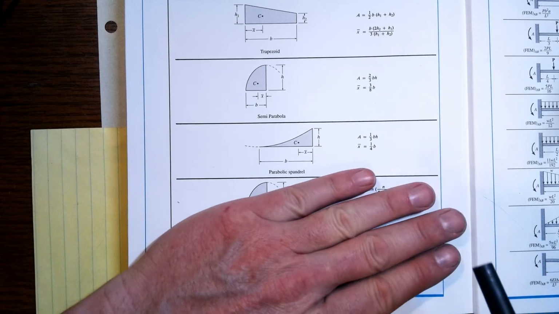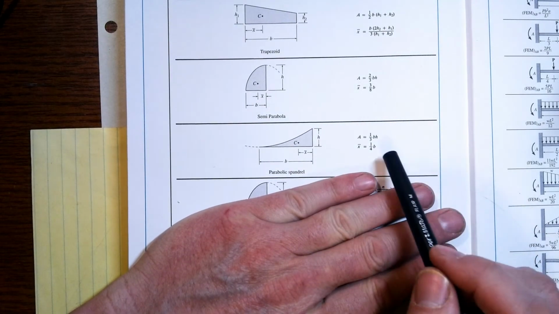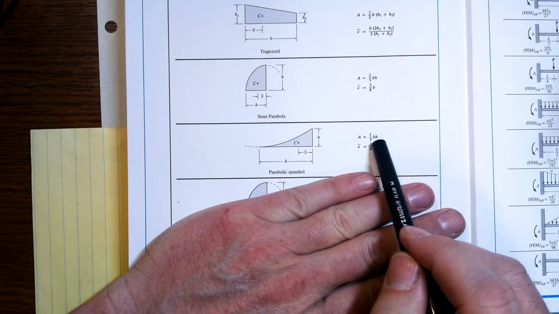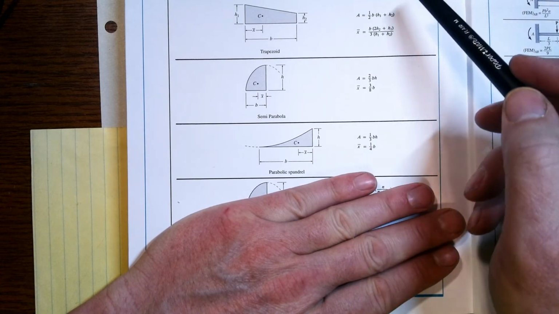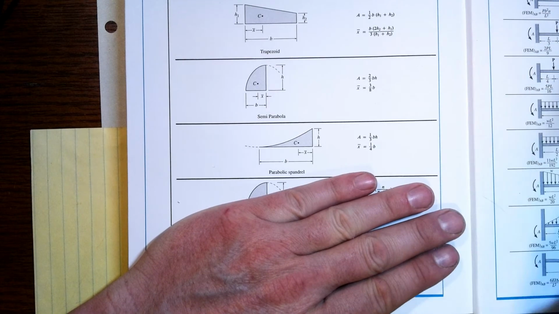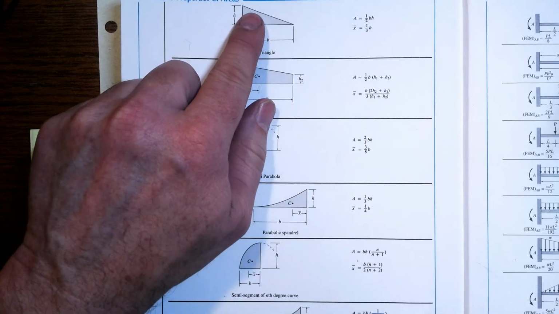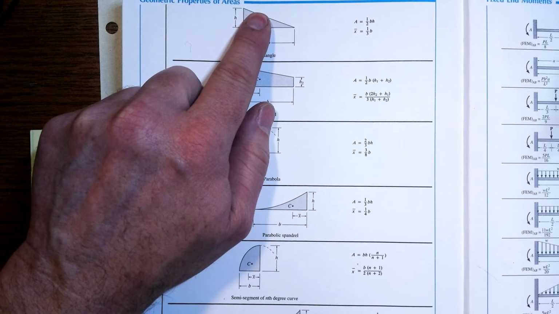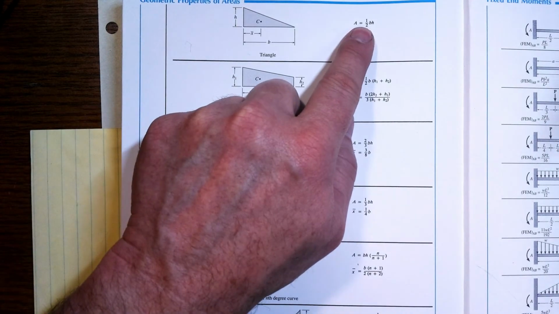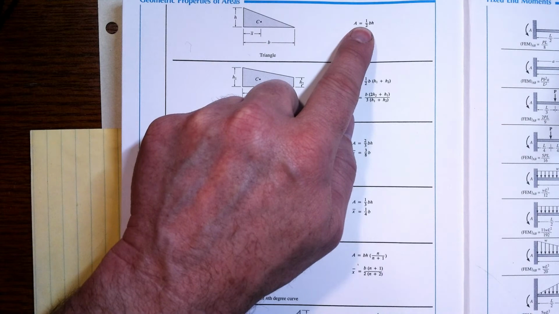So for us in this parabolic spandrel, notice that the area is equal to 1/3 base times height. Notice the pattern here. For a triangle, it was 1/2 base times height. Right? So a triangle is a first order curve. Increase the order of that curve by 1 and you get a third, or rather the denominator goes up by 1. And so there's your 1/2 base times height.